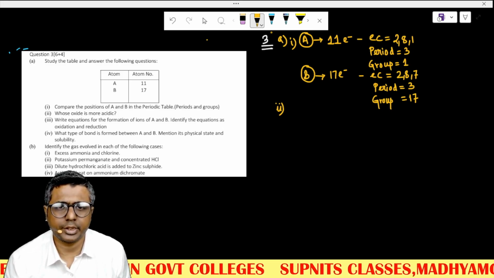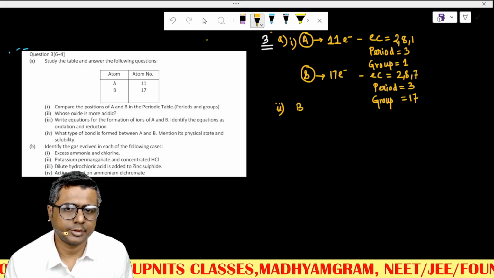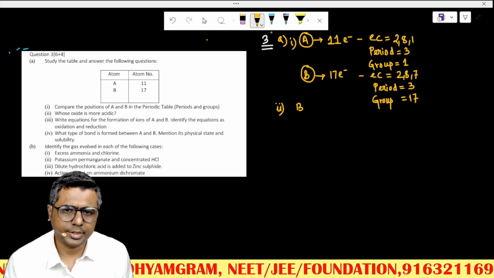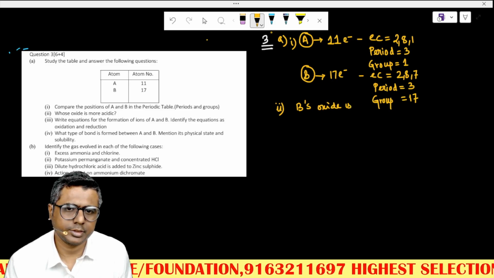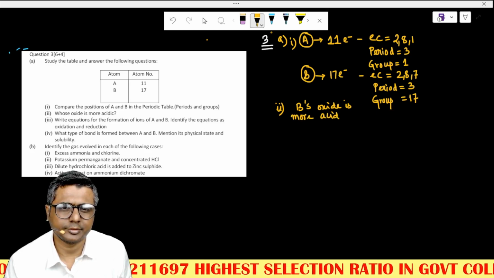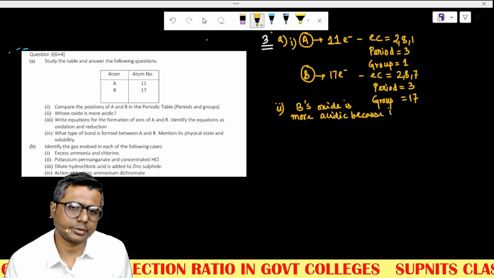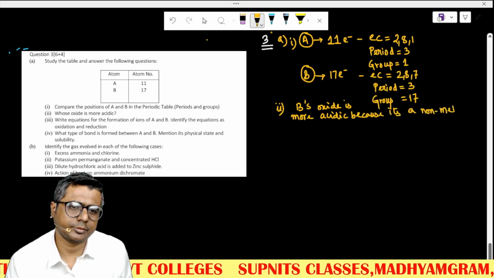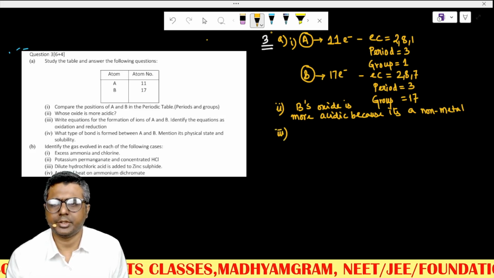Definitely non-metallic oxide will be more acidic. So B is a non-metal. You can also add this. Here it is asked. No, it is not asked. Anyways, B, you will write this. B's oxide is more acidic because it's a non-metal.